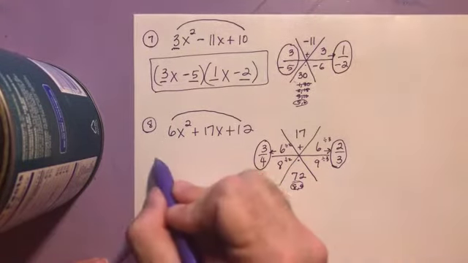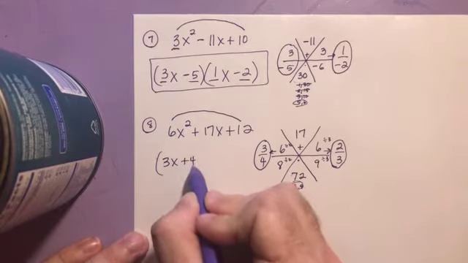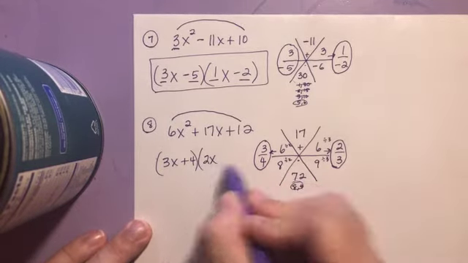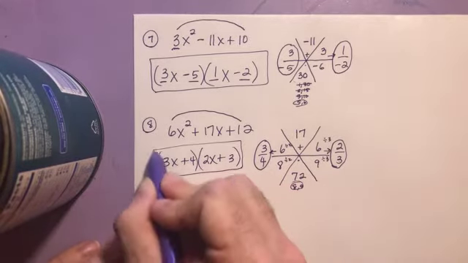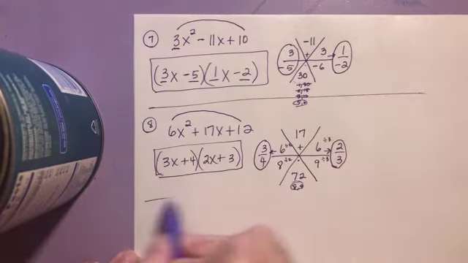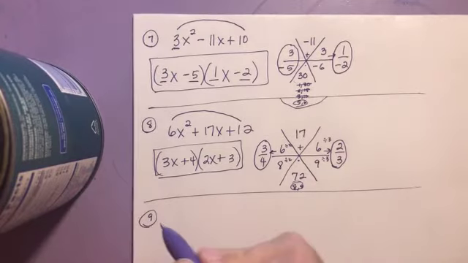All right, so the way this works, 3x and then plus 4, because it's positive down there now. And then 2x plus 3. All done. Very nice, huh? That should have come down here.